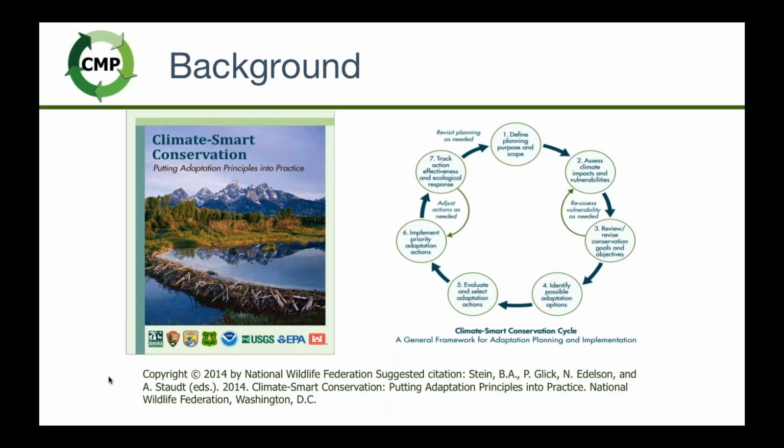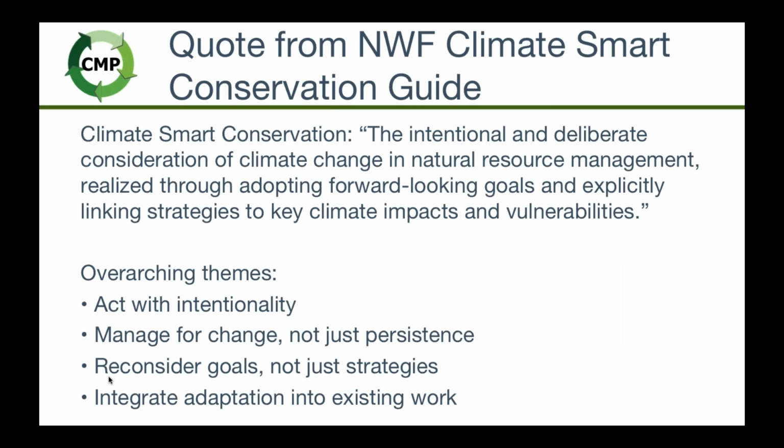As I said, this Climate Smart Conservation Guide by the National Wildlife Federation is particularly useful, and we have looked very closely at that. The way that they define climate smart conservation is the intentional and deliberate consideration of climate change in natural resource management, realized through adopting forward-looking goals and explicitly linking strategies to key climate impacts and vulnerabilities. And there are some overarching themes in that guide: we need to act with intentionality.